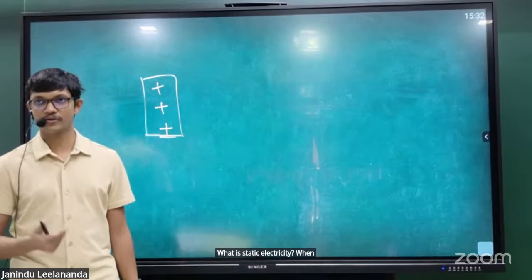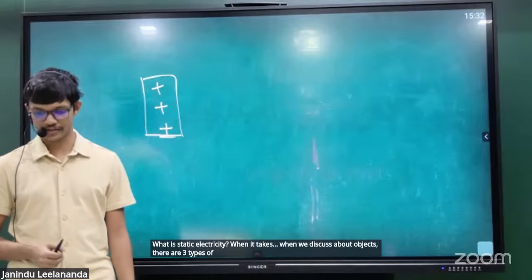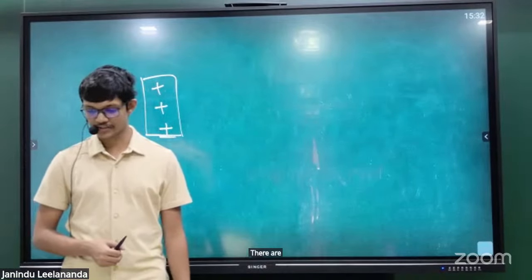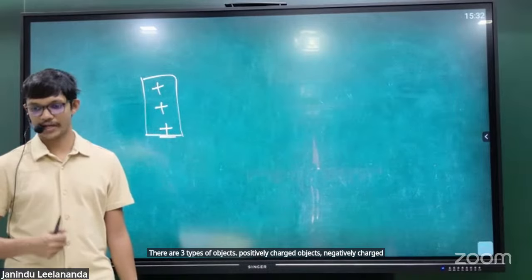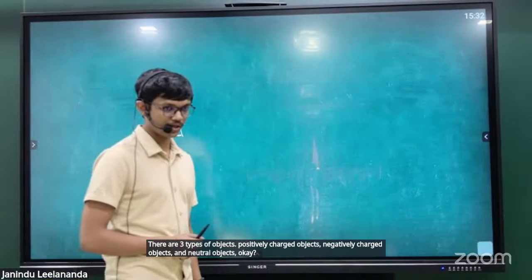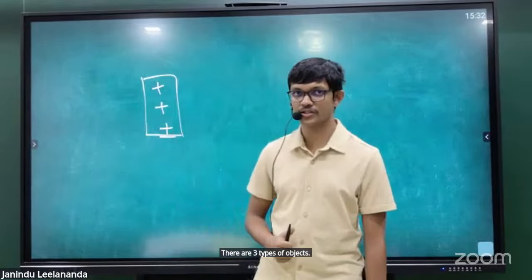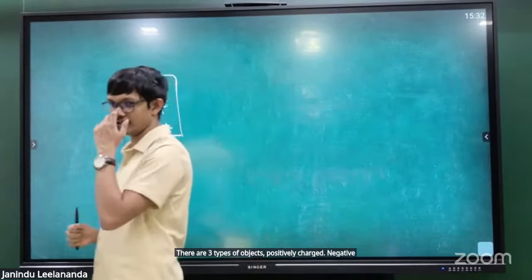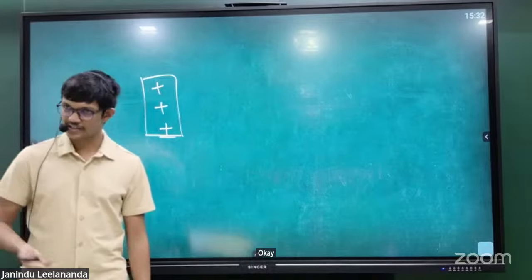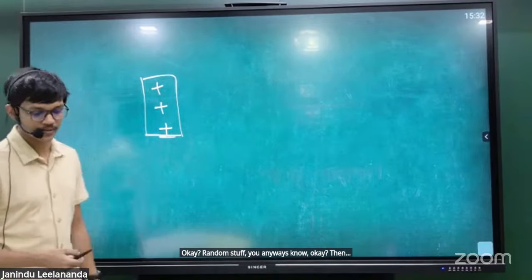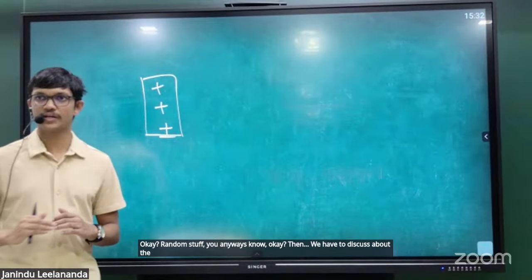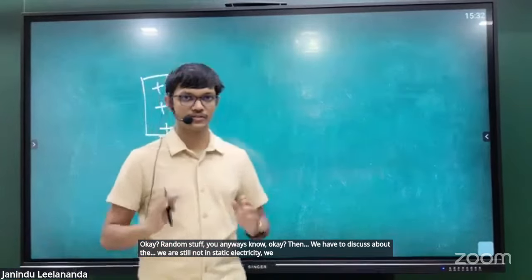When we discuss objects, there are three types of objects: positively charged objects, negatively charged objects, and neutral objects. Random stuff you anyways know. Then we have to discuss, we are still not in static electricity, we are understanding charge, okay?